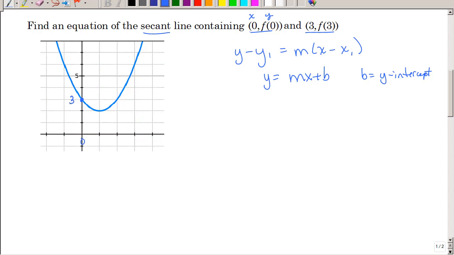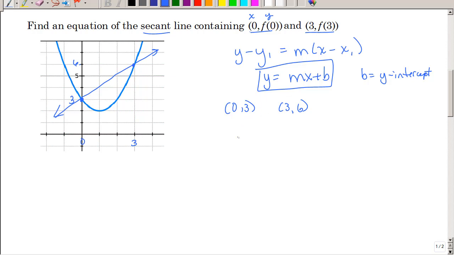So let's see, if I have x is 0, what is y? Looks like 3. So I have 0, 3. And when x is positive 3, what is y? Looks like it's 6. So I want the equation for that line. Can I use that formula, y equals mx plus b? Do I have the y-intercept of that line? Yes, I do. It is 3.